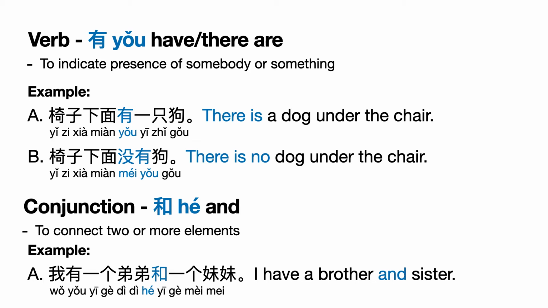Now, let's look at the conjunction words. 和 It means and. It is used to connect two or more elements. For example, 我有一个弟弟和一个妹妹。I have a brother and sister.